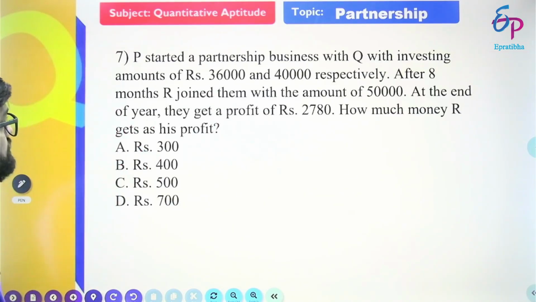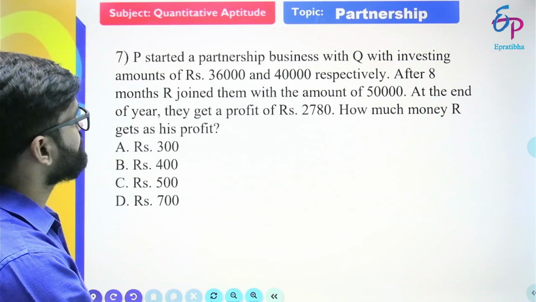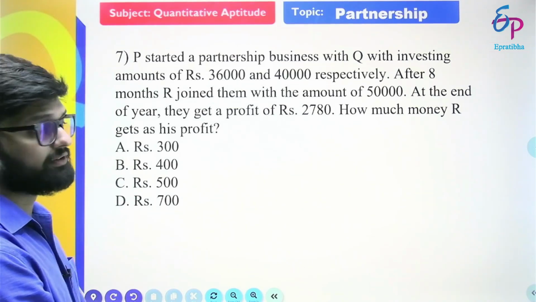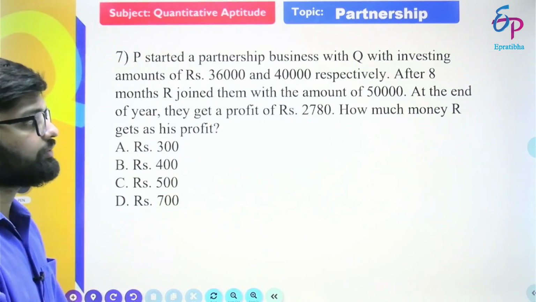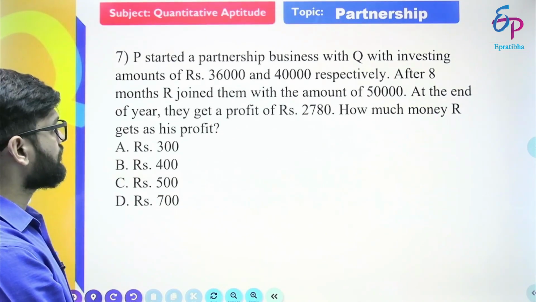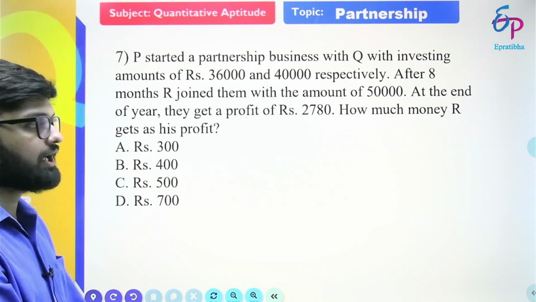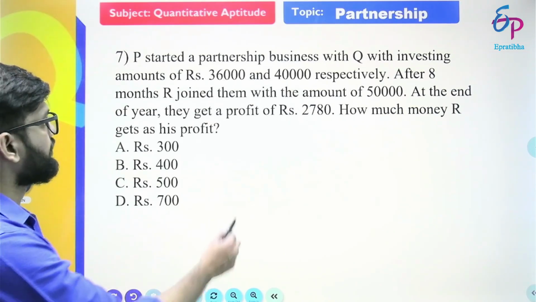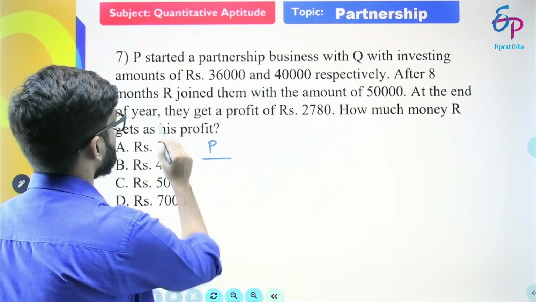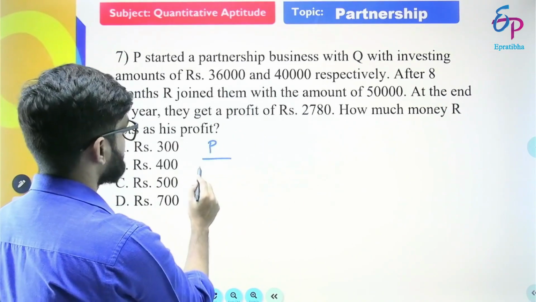Next, the seventh one. P started a partnership business with Q with investing amounts of rupees 36,000 and 40,000 respectively. After 8 months, R joined them with an amount of 50,000. At the end of the year, they get a profit of rupees 2780. How much does R get as his profit? Okay, P started the partnership business by investing 36,000.